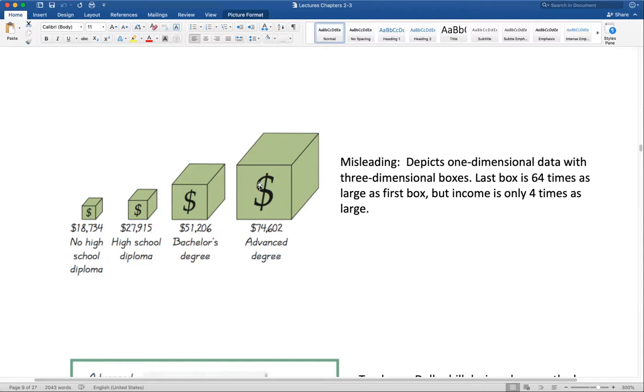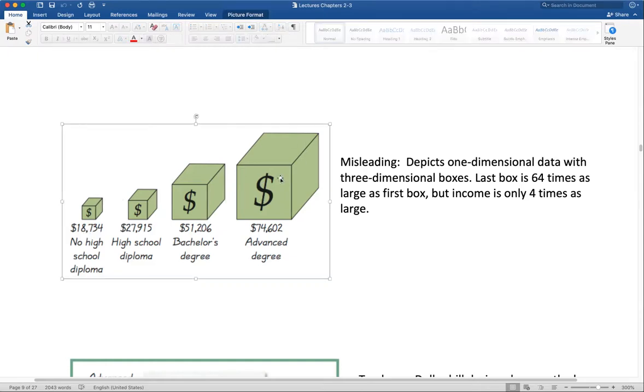But when you look at the cube here, the volume of that cube is much bigger than that cube, more than three times. So this is one of the exaggerating or misleading examples. They depict one-dimensional data with three-dimensional boxes. The last box is 24 times as large as the first box, but income is only four times as large.